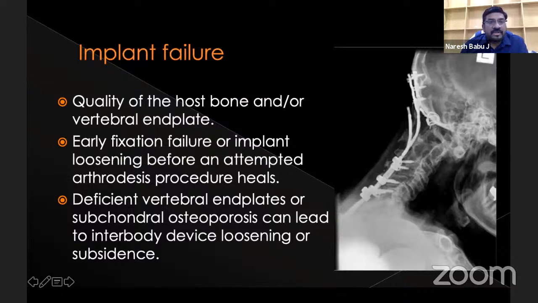Implant failure is the other most common problem. The conflict between the quality of the host bone and the implant is the one which decides the failure. Early fixation failure is very important to identify, because loosening before attempted arthrodesis really puts the patient into a lot of problems.